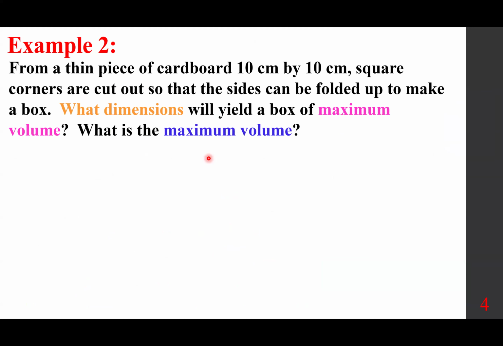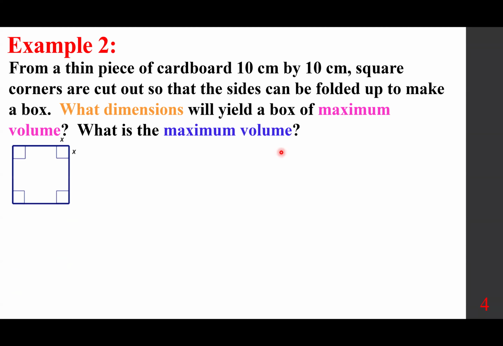Here's another optimization problem. From a thin piece of cardboard, 10 by 10 centimeters, square corners are cut out so that the sides can be folded up to make a box. What dimensions will yield the box of maximum volume? What is the maximum volume?